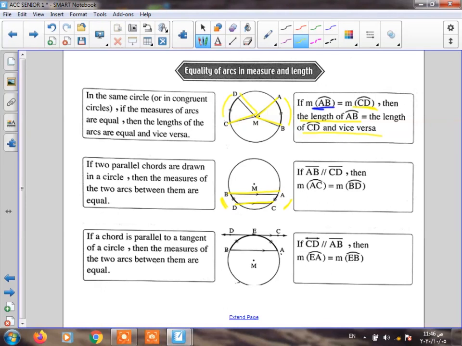And here we have a tangent. Remember the tangent? The tangent touches the circle at a point. So here I have a tangent and here I have a chord, and they are parallel to each other. That means this arc is equal to this arc in measure. Again, if CD is parallel to AB, that means the measure of arc EA equals the measure of arc EB.